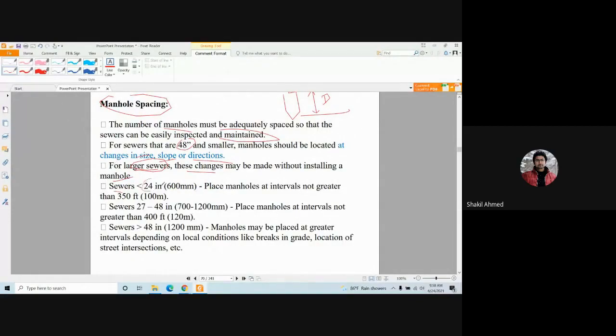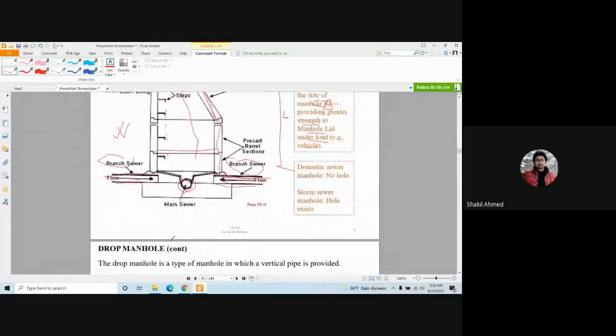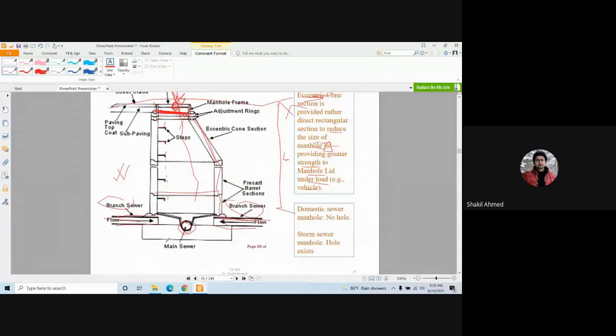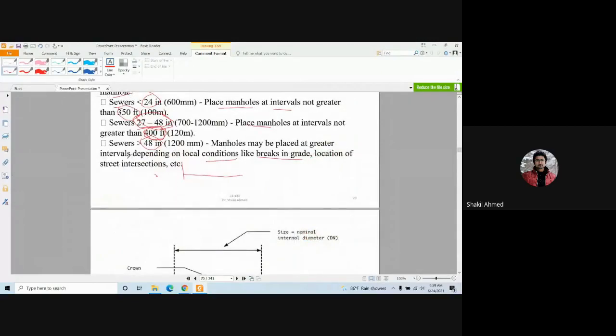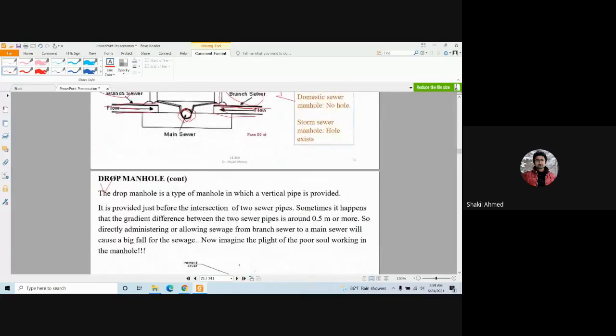For sewers less than 24 inches, place manholes at intervals not greater than 350 feet. That means after 350 feet length, you have to provide one. If the sewer diameter is in this range, then place manholes at intervals not greater than 400 feet. If the sewer is greater than 48 inches, then manholes may be placed at greater intervals depending on the local conditions like basin rate and these things. So sometimes you have to use your judgment and engineering and other technical knowledge, in accordance with these guidelines, to decide where to put the manholes. The next day we'll start from the drop manhole.